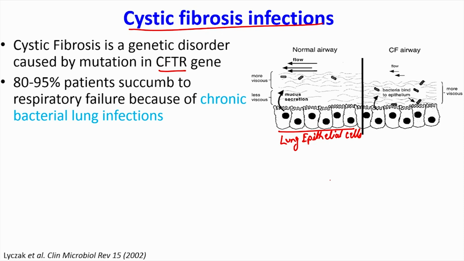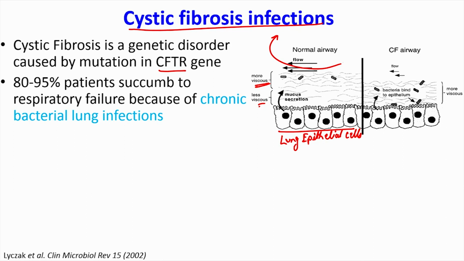and these lung epithelial cells continue to secrete a lot of mucus, which causes the generation of two mucus layers. So, you have a more viscous mucus layer and a less viscous mucus layer, and in a normal airway of the lung, this mucus keeps on moving up, and when I say up, it is basically in the sense that it moves from the lungs towards the mouth.